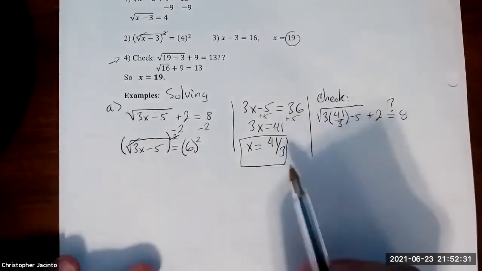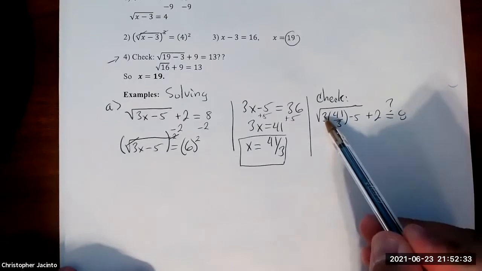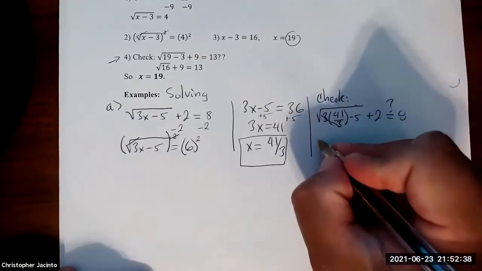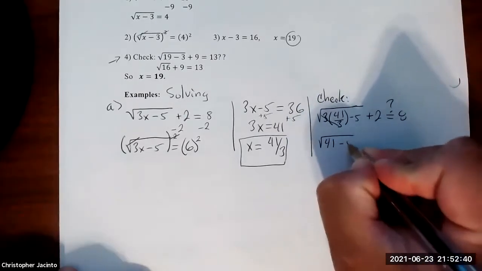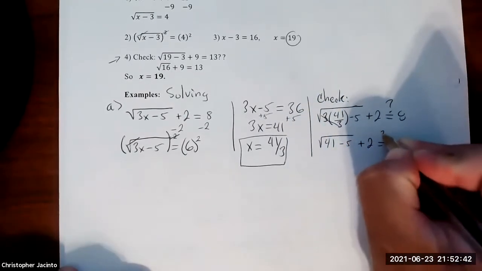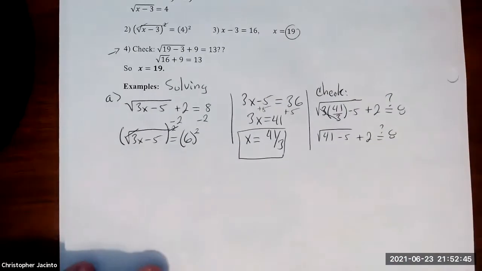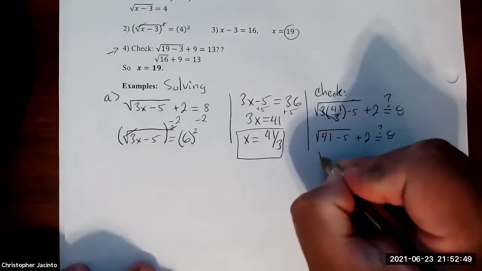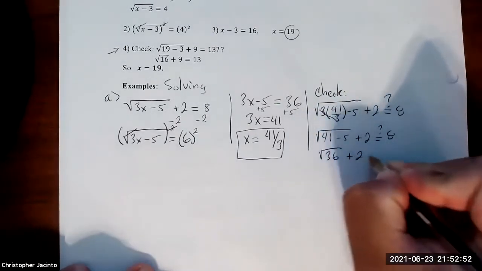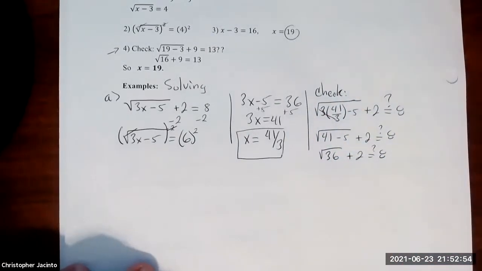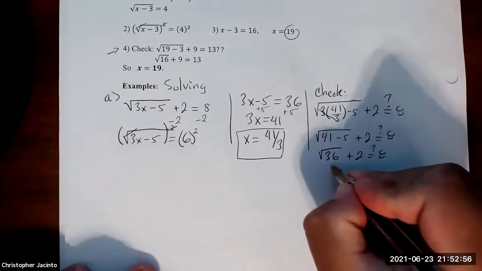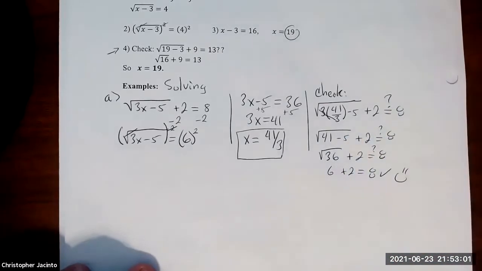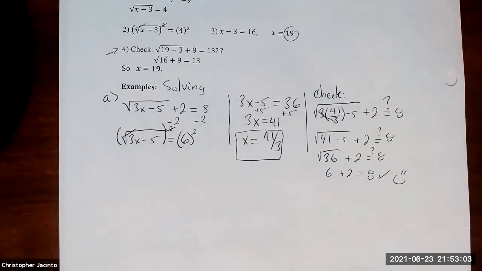Now, the reason why I say don't worry, it's a fraction, look what happens here. This 3 and that 3 actually cancel. So this ends up being just 41 minus 5 on the inside. And again, we're going to see, does it actually equal 8? So 41 minus 5 gives you 36. And the square root of 36 is 6, plus 2 does give me 8. So it works out just like that.